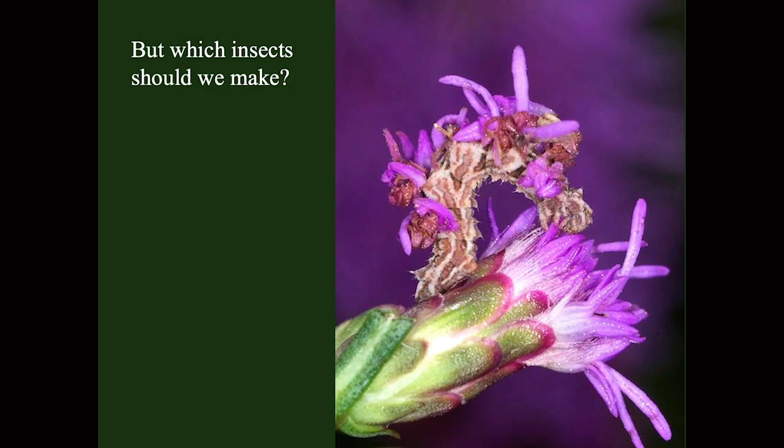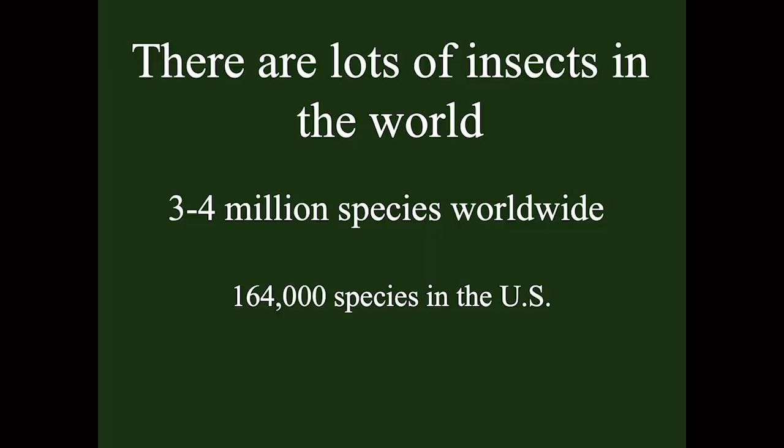There are a lot of insects out there, 3 to 4 million species estimated worldwide, and it's estimated because most of them are still undescribed. We have 164,000 described species in the U.S., many more undescribed. So a lot of species out there, and we're not going to make them all in any one place.